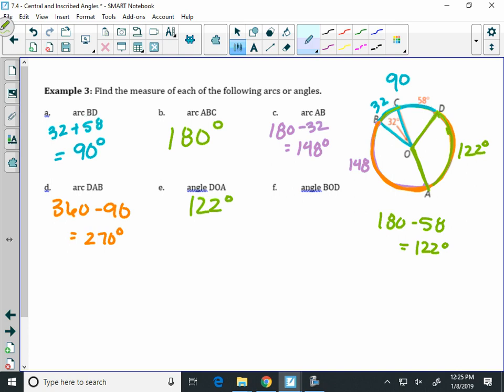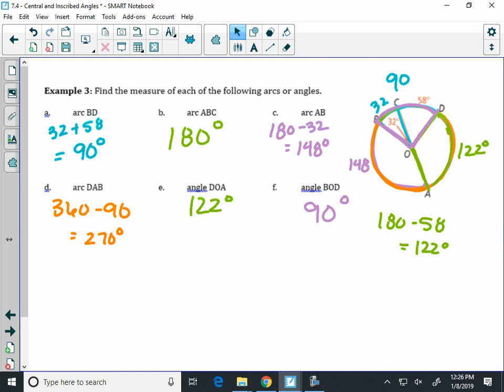Okay. And lastly, we want to find angle BOD. BOD. Well, if the angle's missing, go to the arc. So here's the arc. What do we know about the measure of that arc? It's what? 90. So the angle's also going to be what? 90. Because it's a central angle, and the arc and the angle are the same. So if the arc is 90, the angle will be 90 as well.